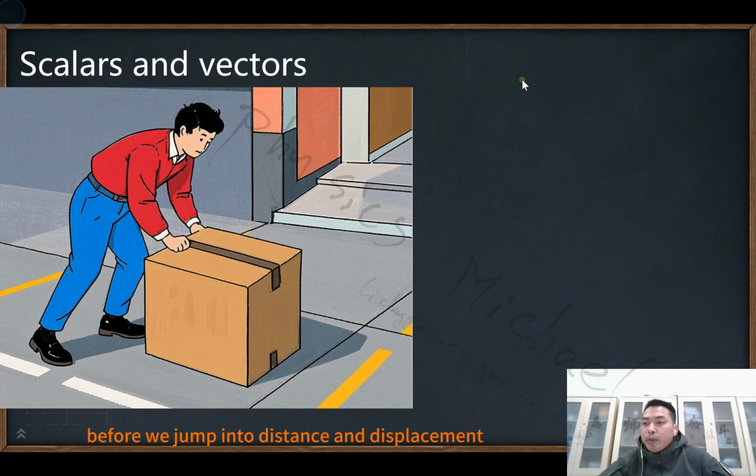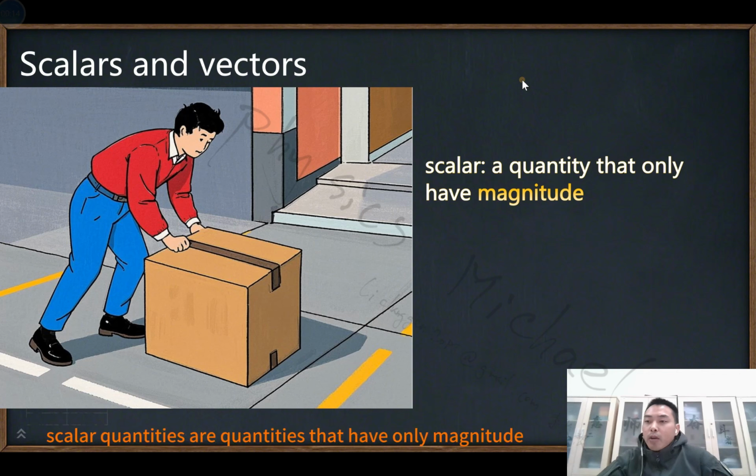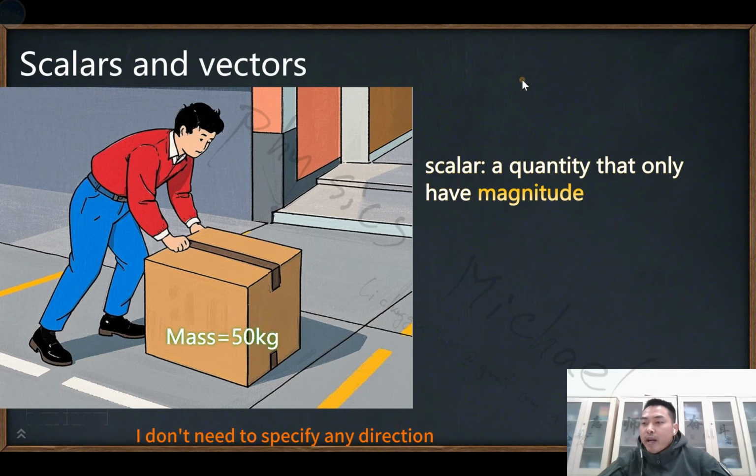Before we jump into distance and displacement, let's first talk about scalar and vector quantities, since both of these concepts are key to understanding the differences between distance and displacement. Scalar quantities are quantities that have only magnitude without any direction. For example, mass and time are scalar quantities. If I say that the mass of the box is 50 kilograms, I don't need to specify any direction because mass is a quantity that only has magnitude.